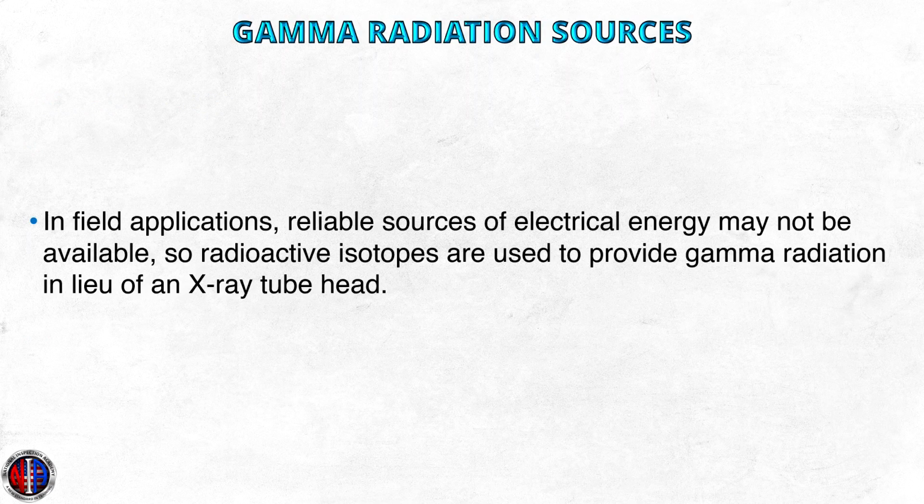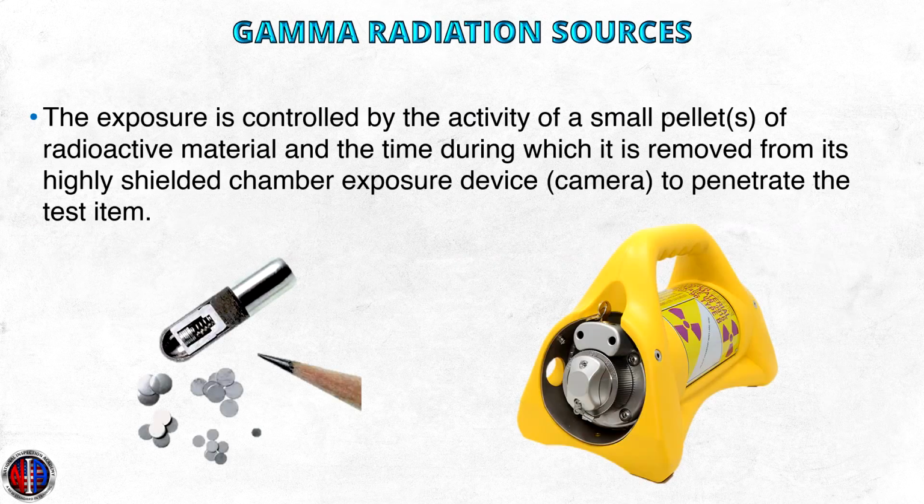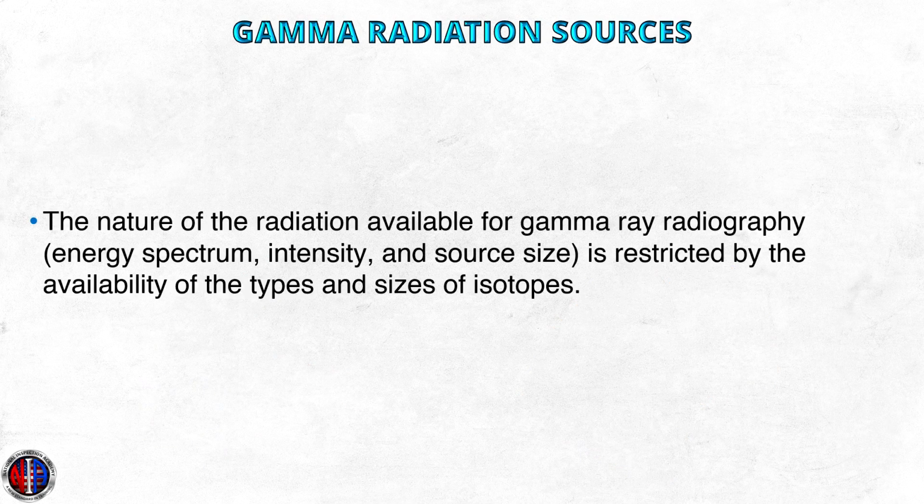Gamma radiation sources. Gamma ray radiography is very similar to X-ray radiography. In field applications, reliable sources of electrical energy may not be available, so radioactive isotopes are used to provide gamma radiation in lieu of the X-ray tube head. The exposure is controlled by the activity of small pellets of radioactive material and the time during which it is removed from its highly shielded chamber, called the exposure device or camera, to penetrate the test item. The nature of the radiation available for gamma ray radiography is restricted by the availability of the types and sizes of isotopes.